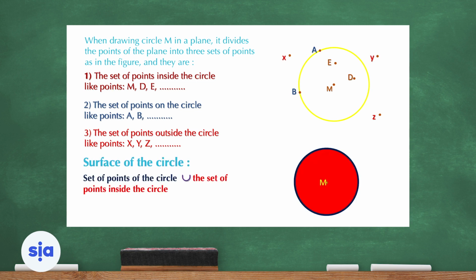The surface of the circle is the set of all points that are inside the circle. The points that are in the region labeled by red color in here.